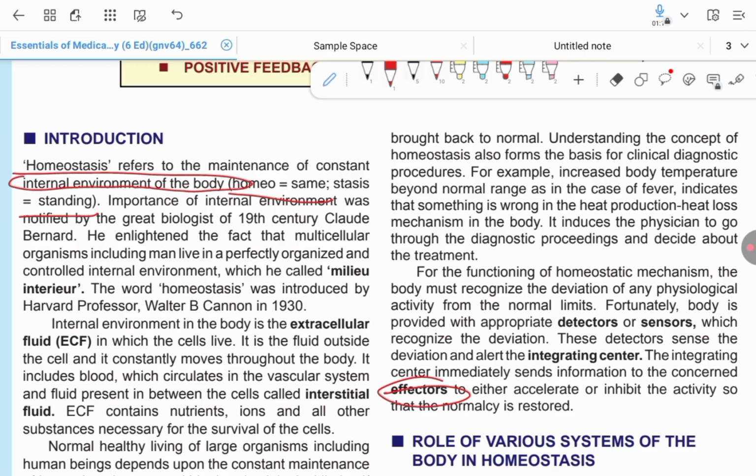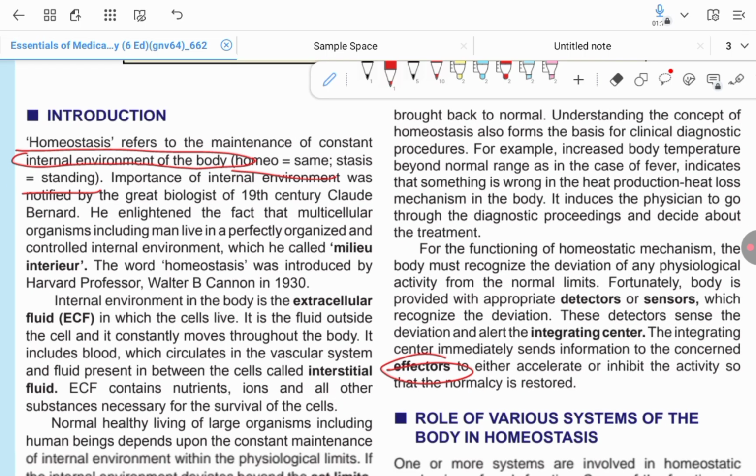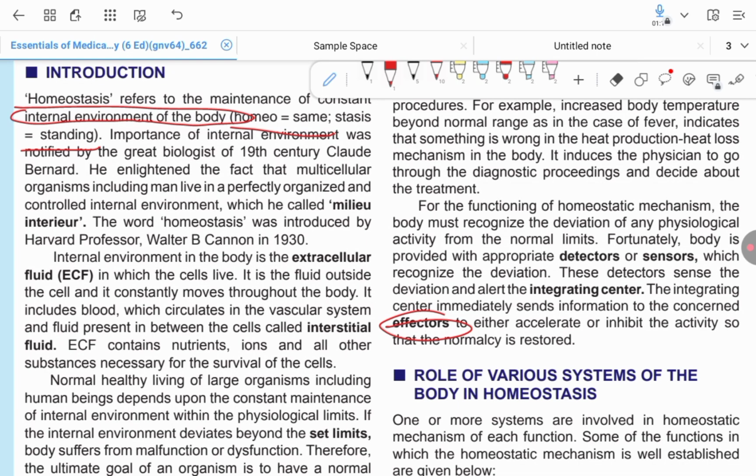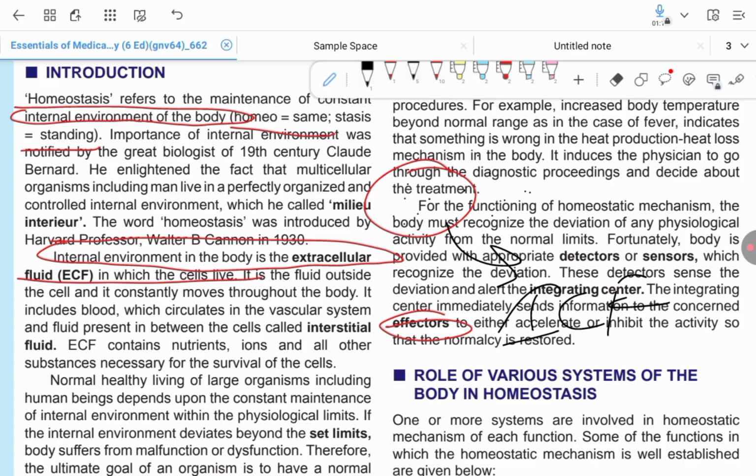So what is the internal environment of the body? The internal environment of the body is the extracellular fluid in which the cell lives. So what is the extracellular fluid? Let's say this is a cell and there is some fluid inside that cell. We call it intracellular fluid. Intra means inside, cellular means cell, and fluid means fluid. The fluid present inside the cell is called the intracellular fluid, and there is other fluid present outside that cell, which we call the extracellular fluid. Extra means outside. The fluid present outside the cell is called the extracellular fluid.